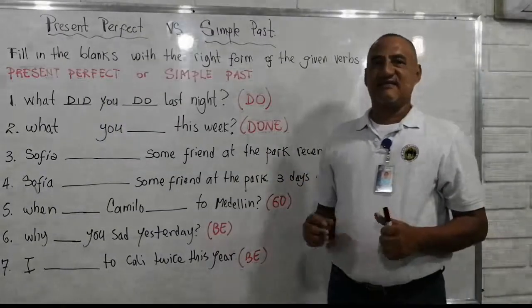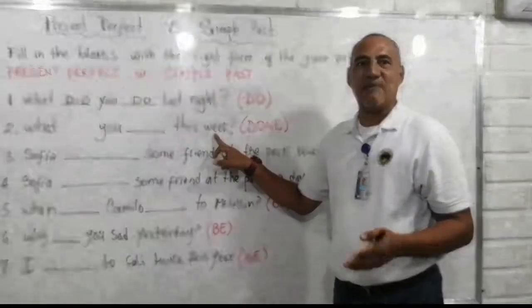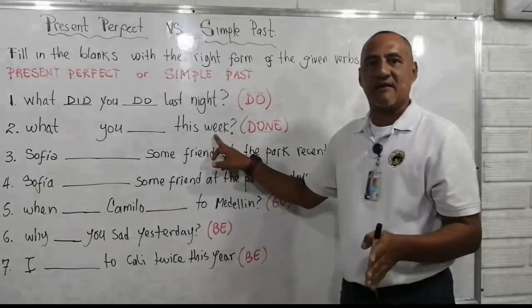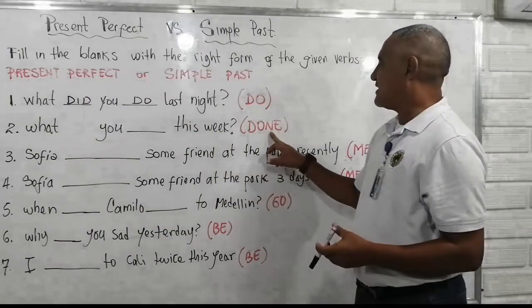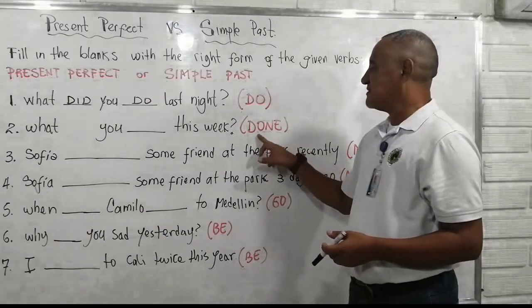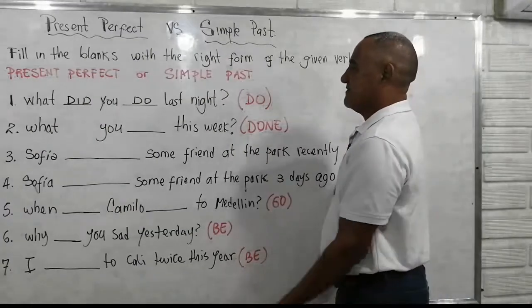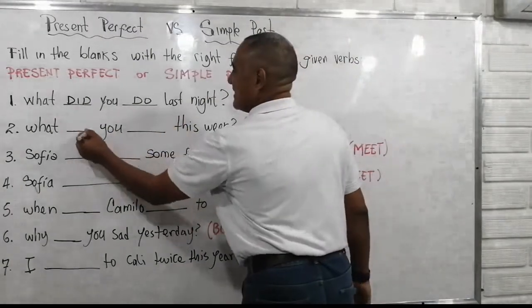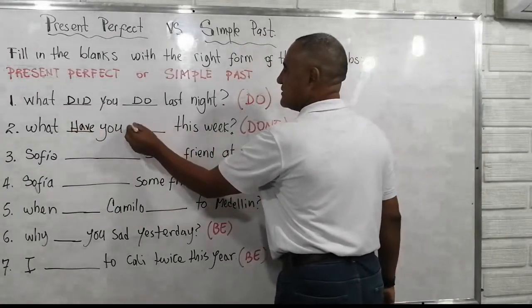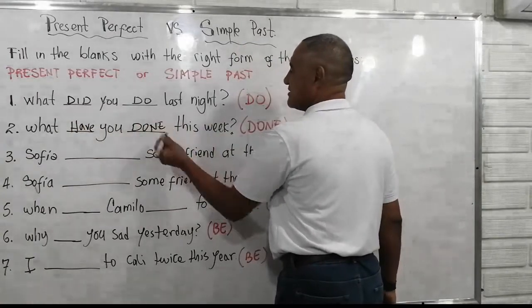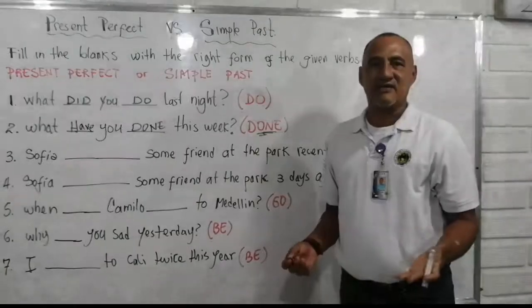Look at number 2. This week, the time mark is not a specific time. Este tiempo, esta semana, no es específico. Then here we got to use "done", present perfect. Then what have, because it's a question too, what have you done? All right? What have you done this week? ¿Qué has hecho esta semana? Right?